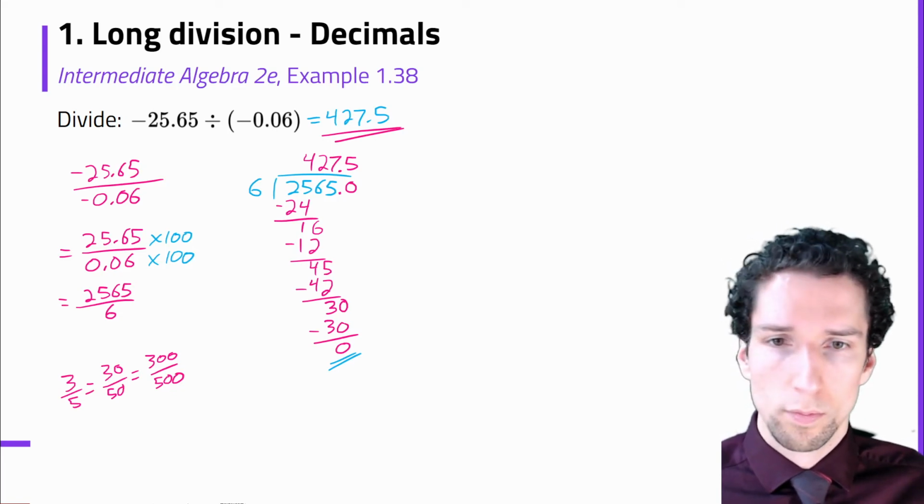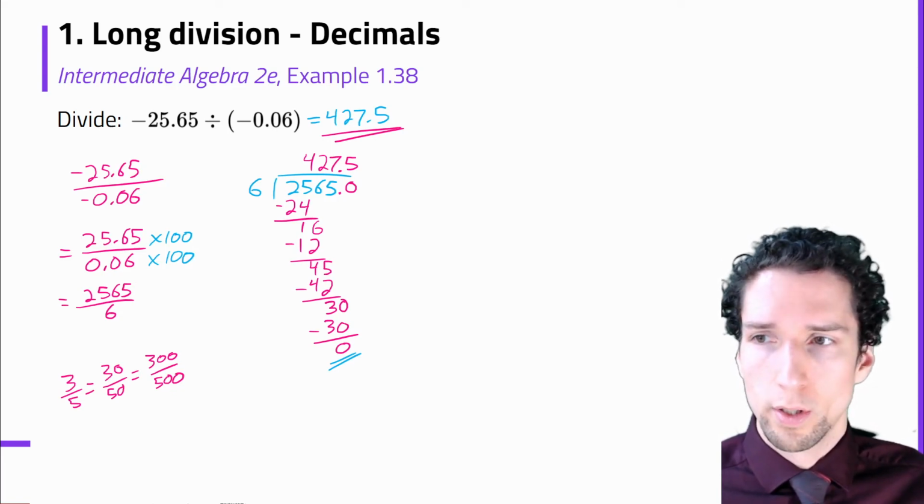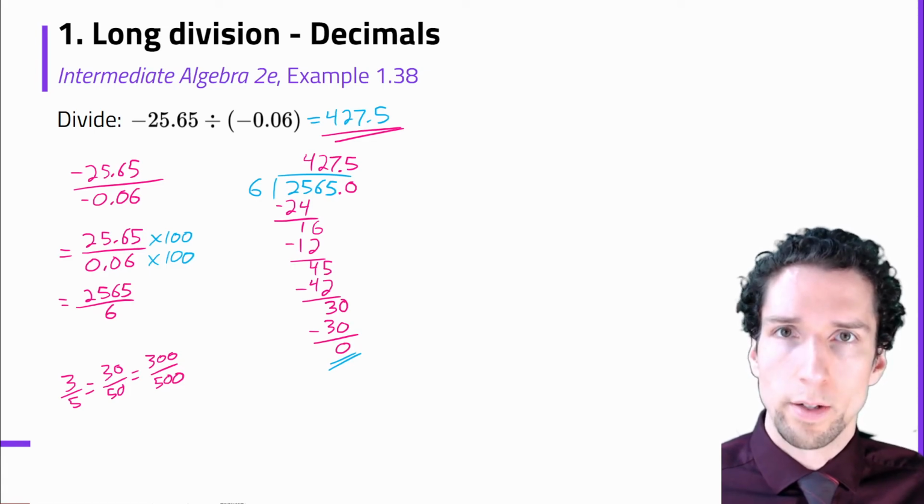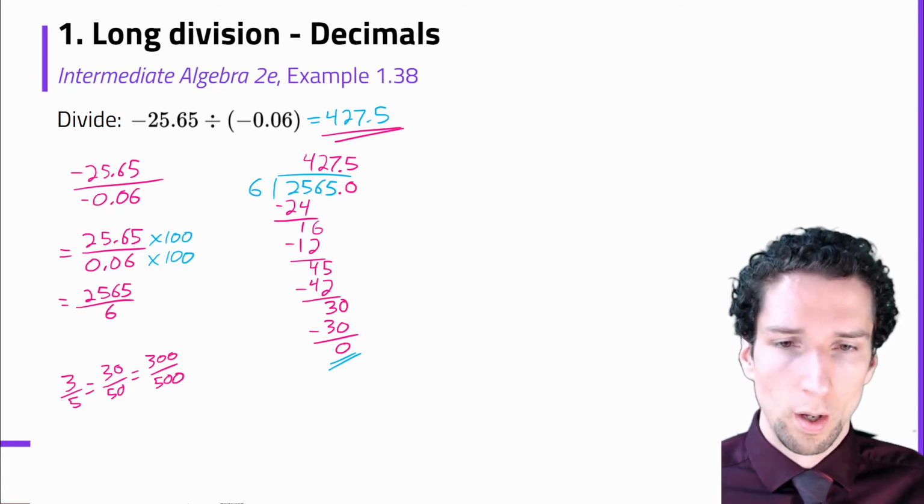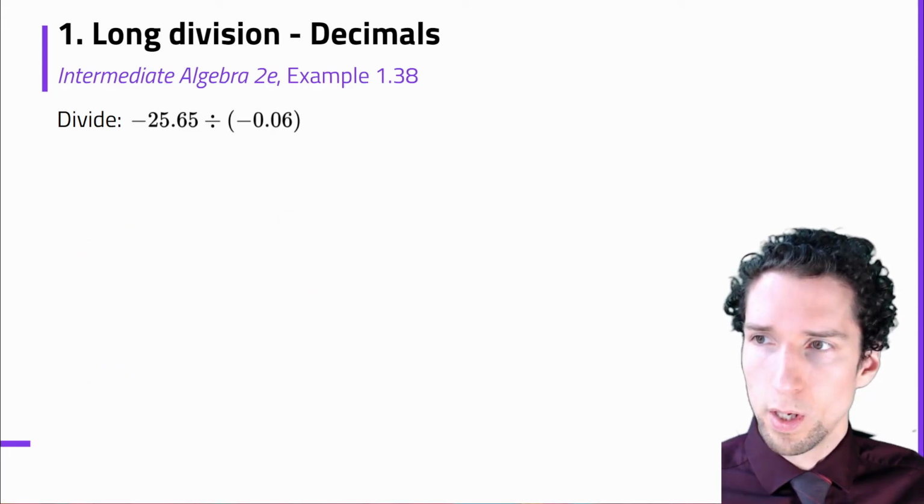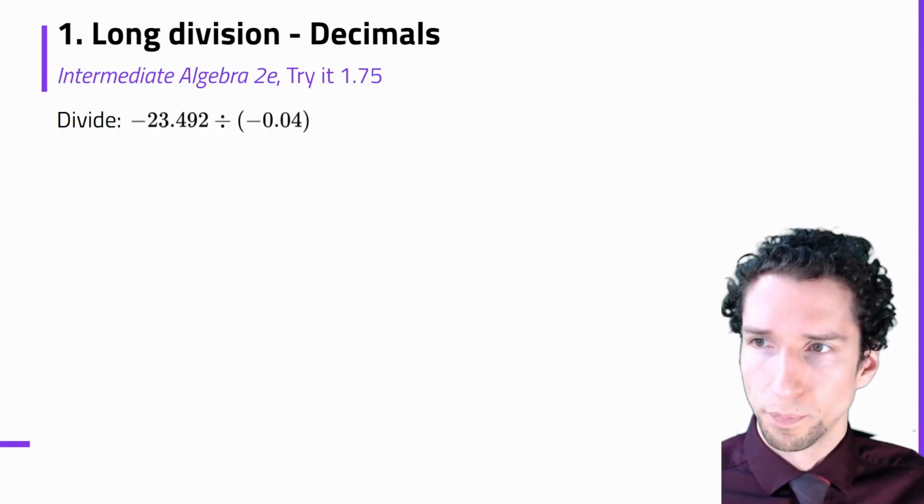So we can do this division even if we had decimals in the original numbers. Just get rid of them and then do your division. Your answer will be the same. All right, let's clear that. Do the next one.